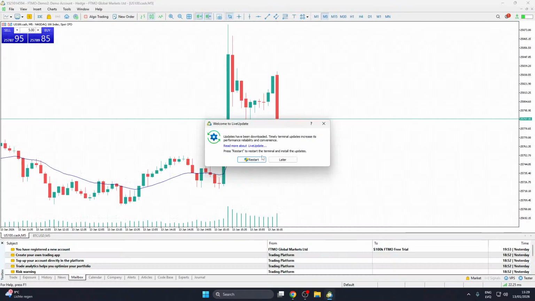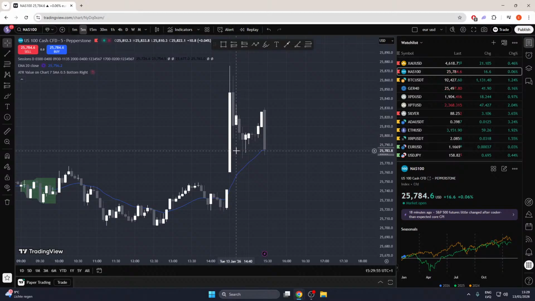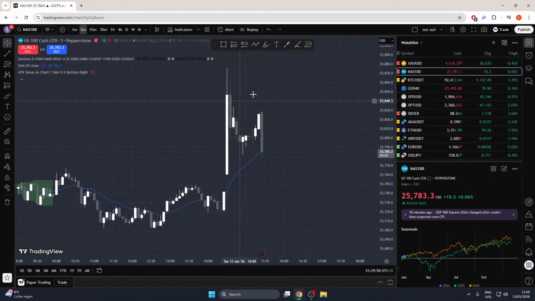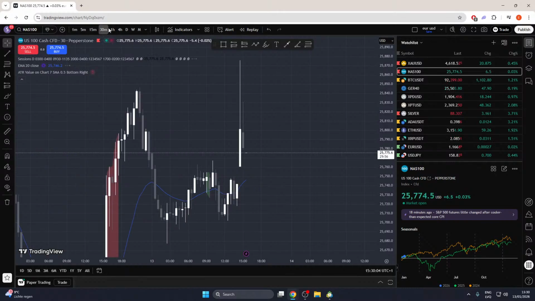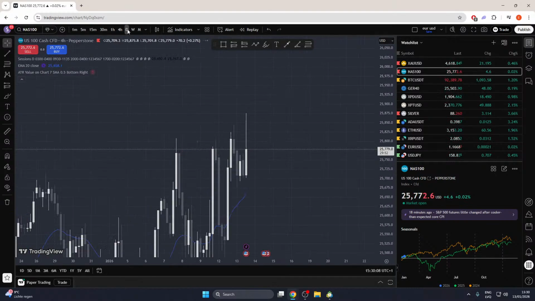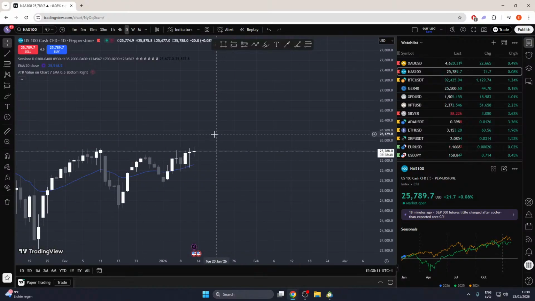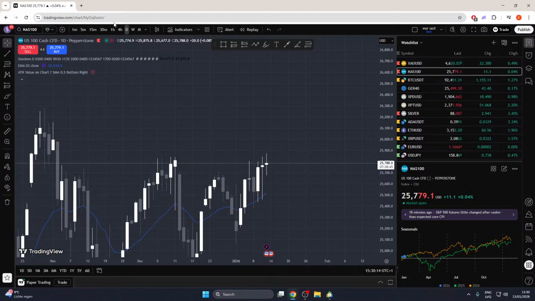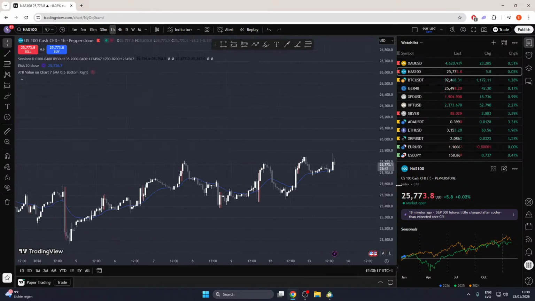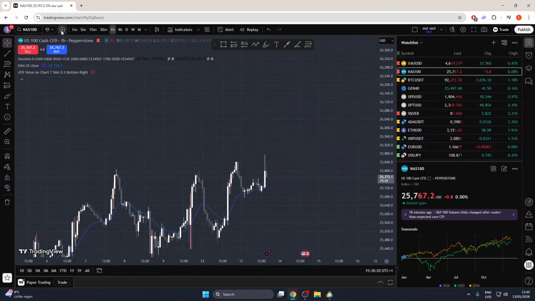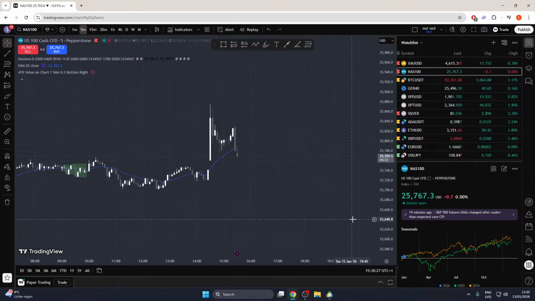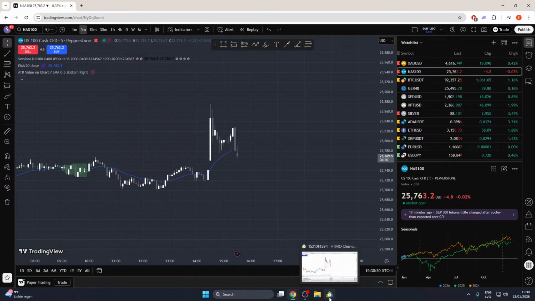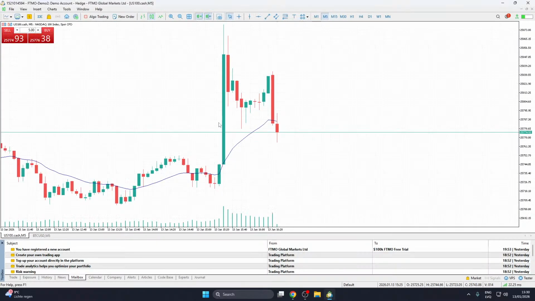So I am going to be trading on MetaTrader 5. I'm going to be checking also different time frames on the macro on TradingView, because I just think it looks better. I'm basically going to use MetaTrader to execute trades, more or less. Obviously going to be trading the Nasdaq basically.